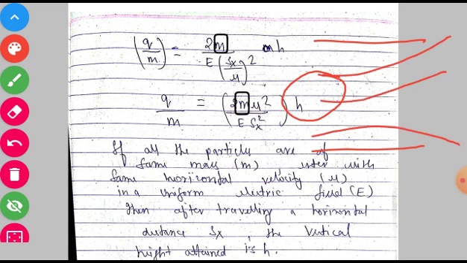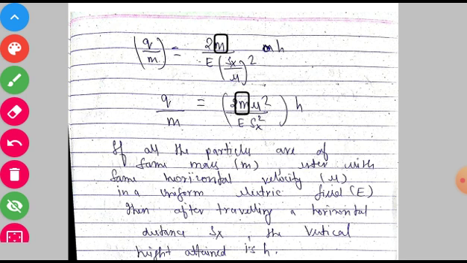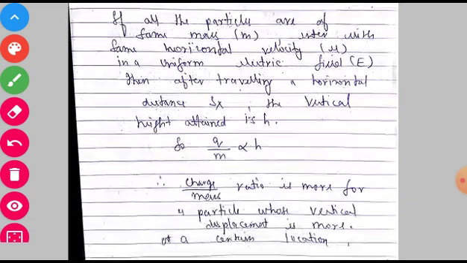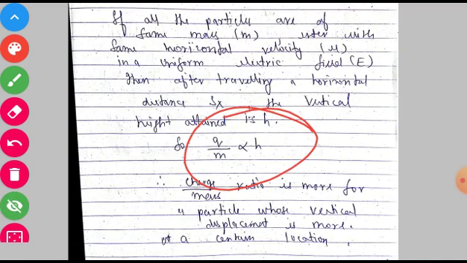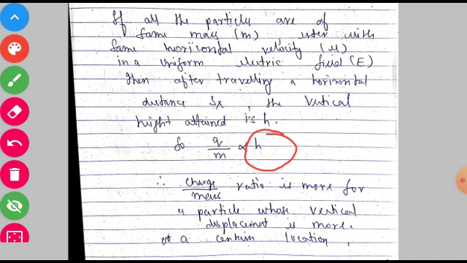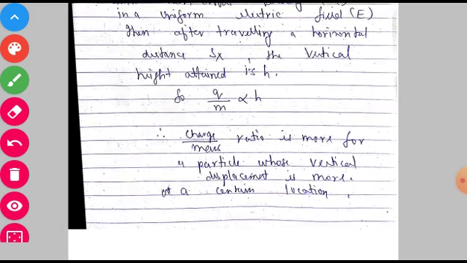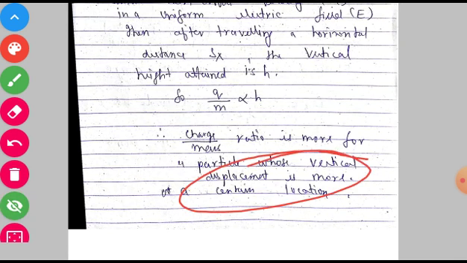We clearly see that the vertical displacement of all the three particles is not the same. Suppose this is the sx, so this has a different vertical displacement, this has a different vertical displacement. All the three particles are having different vertical displacement. So we can finally conclude that q by m is proportional to h. What does that mean? The charge by mass ratio is proportional to h. h is the vertical displacement. This means that the particle with more vertical displacement has the higher charge by mass ratio.